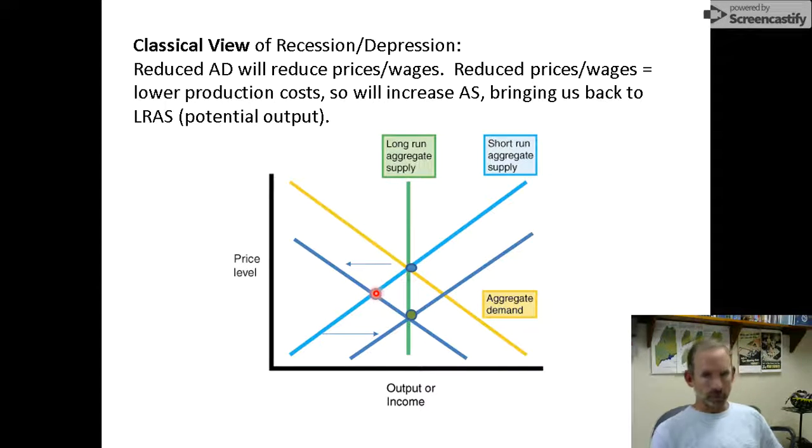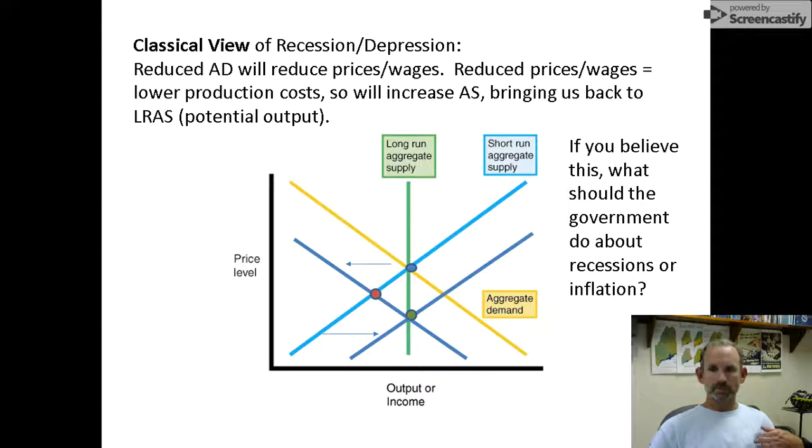Before long, according to the classical view, these reduced prices and reduced wages will lower production costs for businesses, and that will cause businesses to increase their supply because as things get cheaper to produce, they can make more of them at any given price. So the short-run aggregate supply curve shifts to the right. Now we move from the red dot to the green dot, and now we're out of the recession. We're back at full employment, back at equilibrium, albeit at lower price levels overall. So that's what the classical economists expected to happen during the Great Depression.